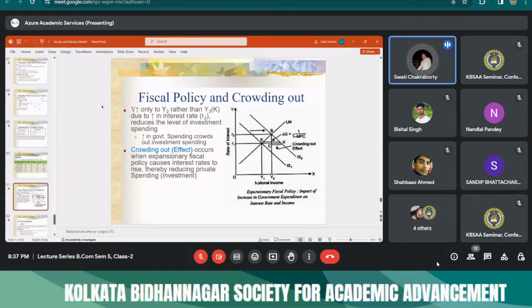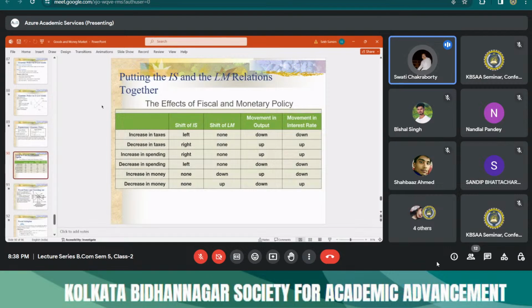But what happens as a result of that increase in income? We have studied in our fiscal policy, when we were talking about expansionary fiscal policy, that the interest rate increases. If we look at the previous slide, we saw that when there is an increase in government spending, the rate of interest goes up. Can you go back to slide number 90, please? Yes. If you see the third row, increase in government spending, the rate of interest goes up, right?